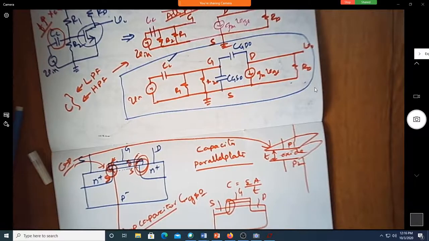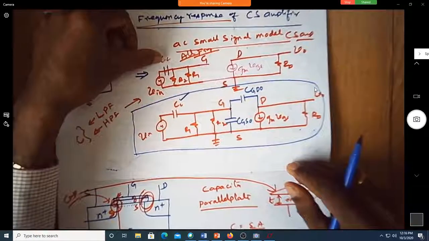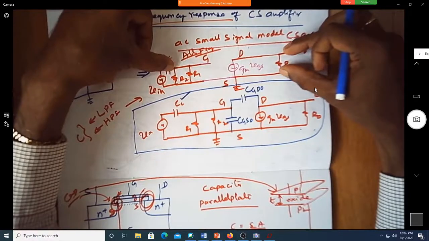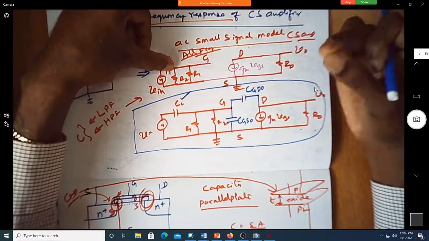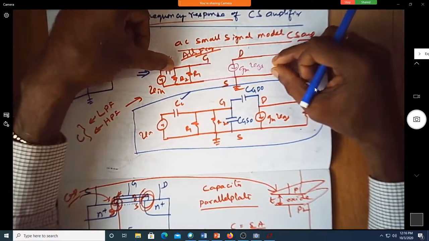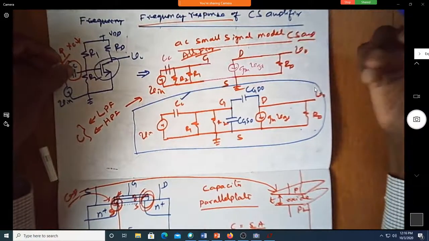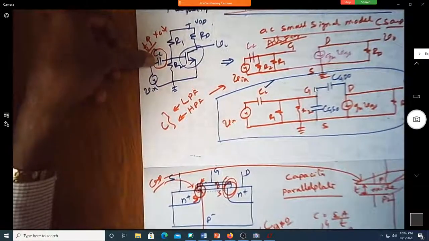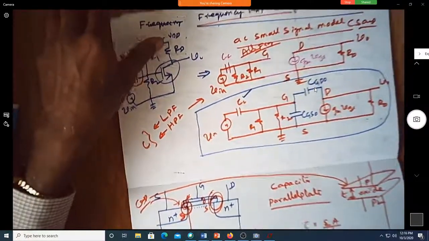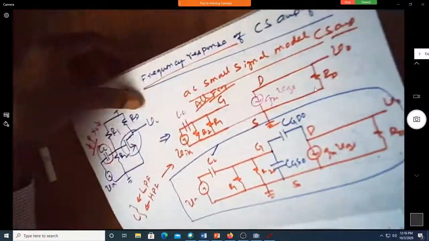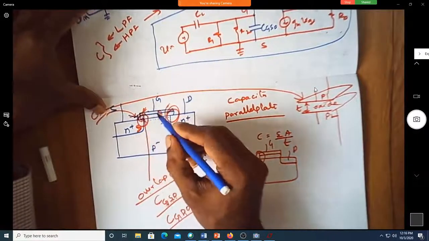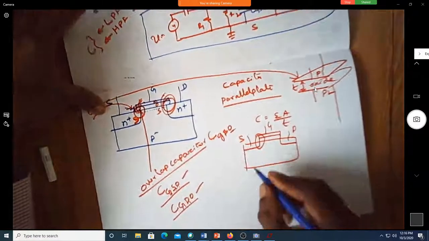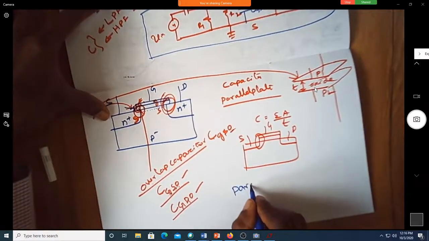See, now we started from this small signal model without considering capacitors. Now there is a capacitor coming into the picture. One of the capacitances was already existing in your circuit, which was CC. Now there are two more capacitances that were not considered earlier, but they are there physically due to the structure. They are called parasitic capacitors.